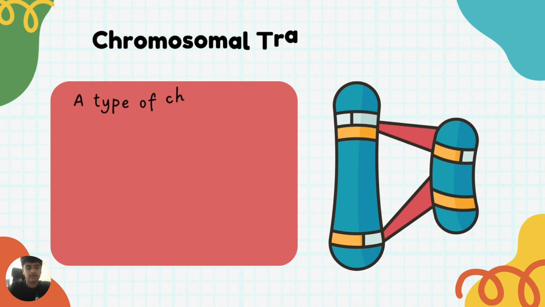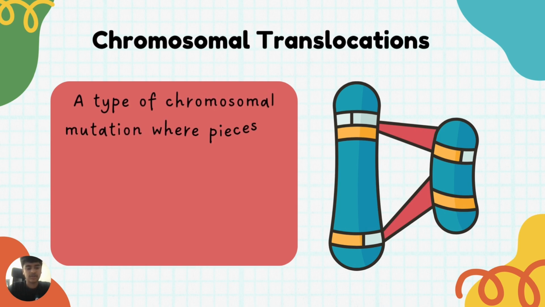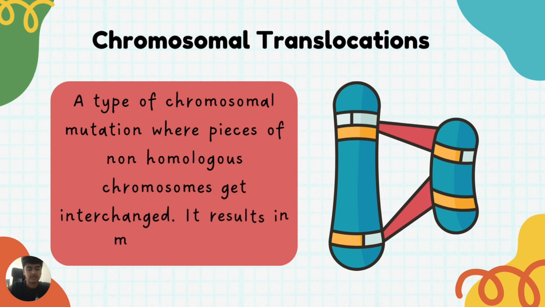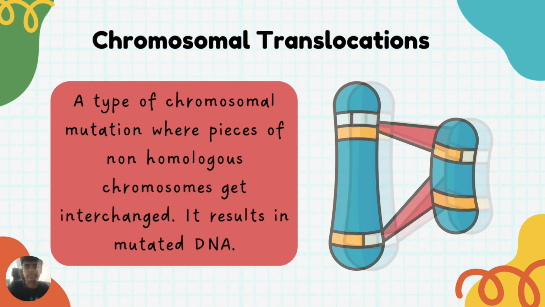Chromosomal translocations are a type of mutation in chromosomes where pieces of non-homologous chromosomes get interchanged or swapped, as you can see here. It results in mutated DNA and can cause many effects. Well, you might ask, how does this lead to diseases like lymphoma and leukemia? Well, that is due to a process called cell division.